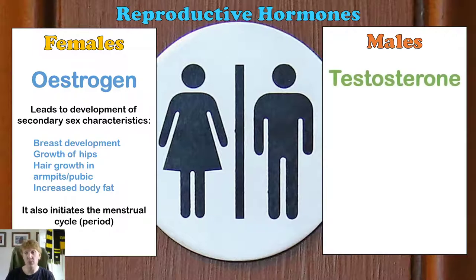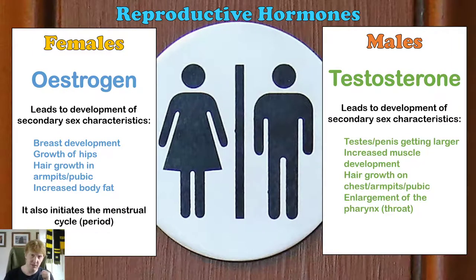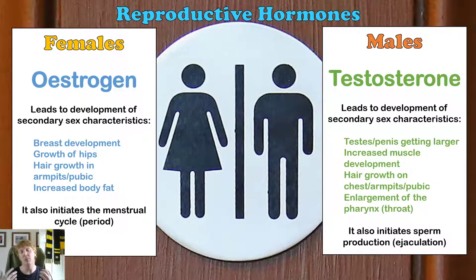In males, the male hormone is called testosterone. It also leads to development of secondary sex characteristics in males, which include testes and penis getting larger, increased muscle development, hair growth on the chest, face, armpits, pubic region, enlargement of the pharynx or the throat, which is killing me right now, guys, which usually leads to their voice breaking or a deeper voice. And it also initiates sperm production or spermatogenesis and ejaculation, which means that actually a fluid comes out of the penis during orgasm.